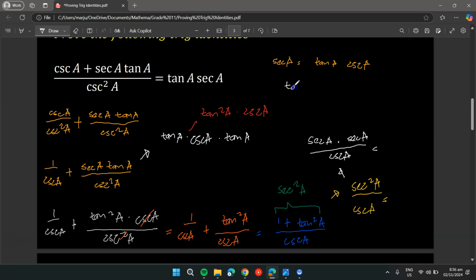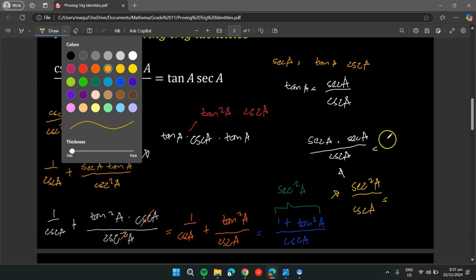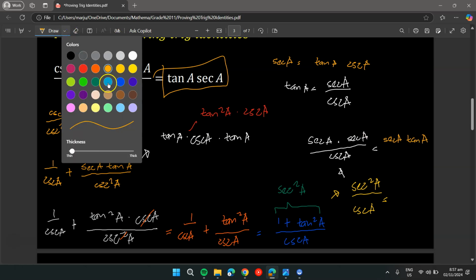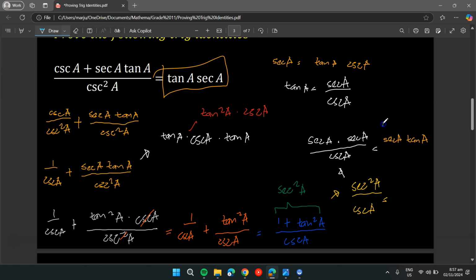Again, the tangent quotient identity is just equal to secant of a over cosecant of a. So meaning to say, this is actually equal to secant of A and then tangent of A, and we have our answer. Now, maybe you're saying they're not the same because secant is first. Again, this is multiplication, so using the commutative property of multiplication, we can do it this way: tangent of A, secant of A. So that's how we solve for this item.